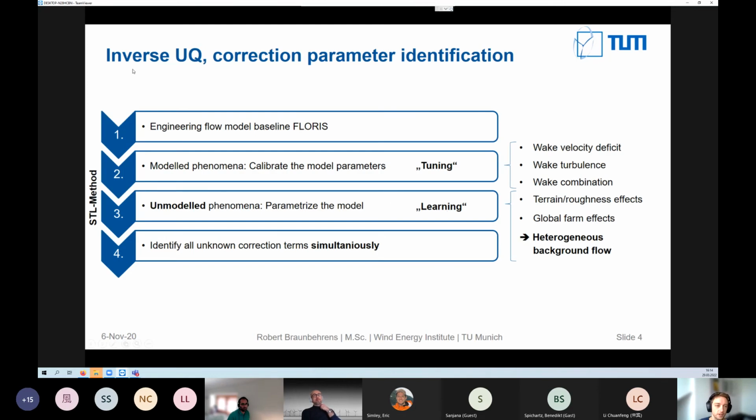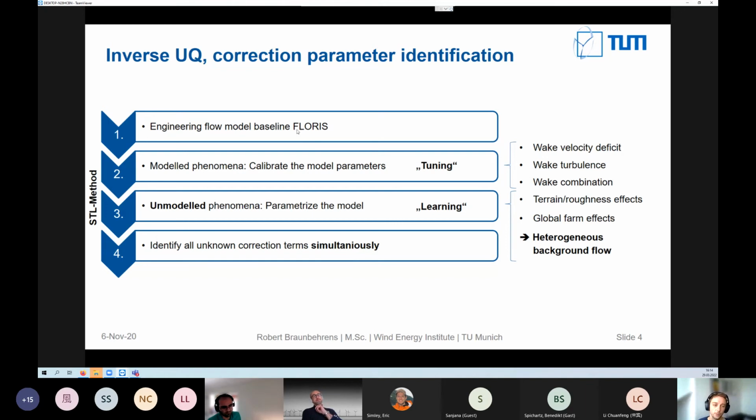I don't really usually call it inverse UQ. Usually I talk about identification of correction parameters, but I think it's similar topics. What we do is, we take an engineering baseline flow model. Can be FLORIS, can be another one. I think there's also PyWake, or you can write your own in MATLAB. The important thing is that it should be a physical base model. So you have a physical first shot. We don't want to have a black box model.